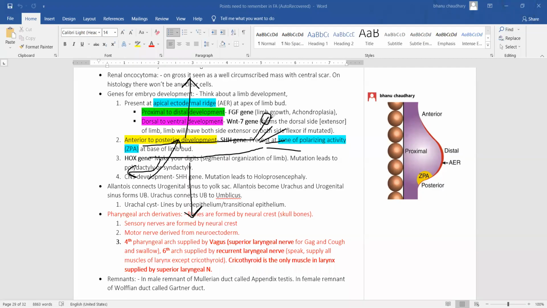Let us suppose this is your thumb. Of course, if you make your hand, it's this way. This is your thumb. So your thumb is on the anterior side and the little finger is on the posterior side, right? Towards the lower side. It all depends upon the Sonic Hedgehog gene.